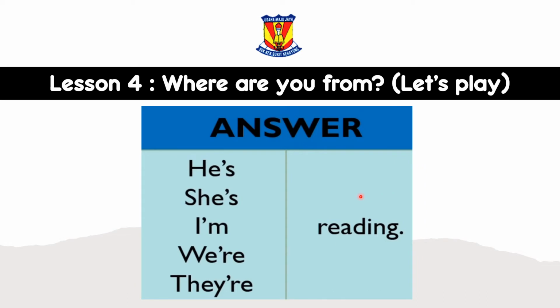When we want to answer, definitely the answer is referring back to the question. If the question is using is, we also answer is. If the question is using are, we also answer back are, except you.